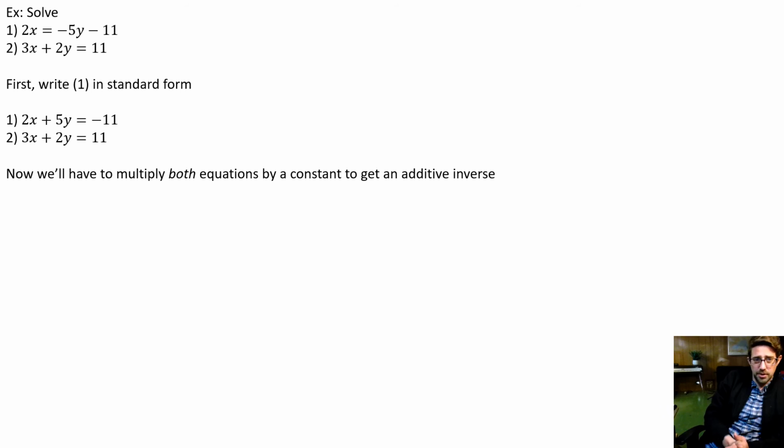So it's not going to be enough just to do one of them. We have to make a coefficient match. So generally, this is almost just kind of like least common multiples. Look at the x's. It's the coefficients 2 and 3. So the least common multiple of 2 and 3 is just 2 times 3, which is 6. So if we multiply the first equation by 3, this would be a 6x. If we multiply the second equation by -2, this would be a -6x. We're totally allowed to do that as long as anything we do to one side of the equation, we do to the other side.